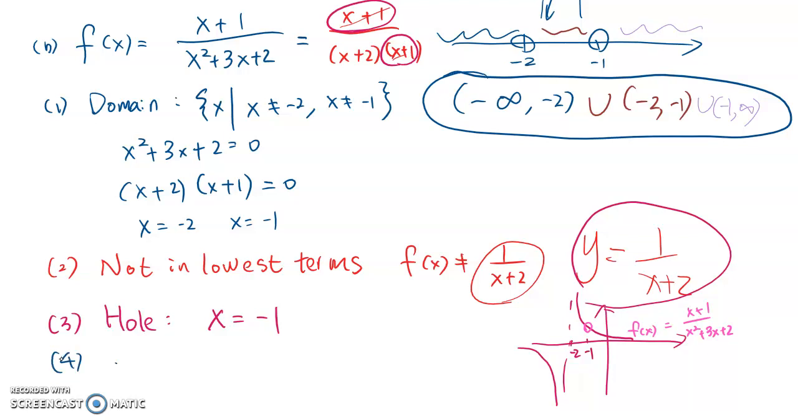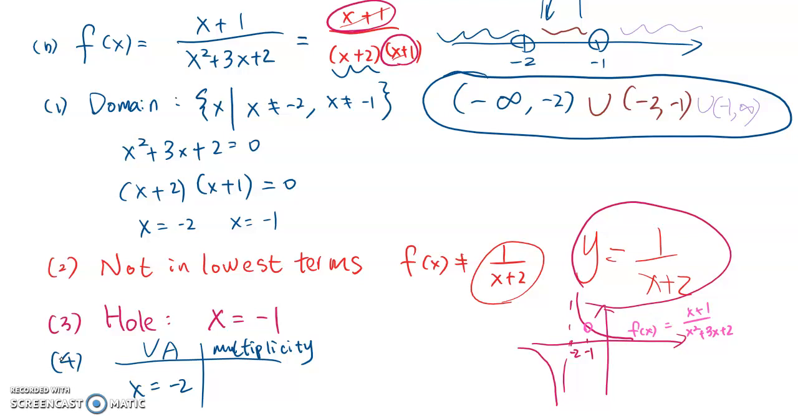Question number 4, what is the vertical asymptote and its multiplicity? We kind of answered the question earlier. The vertical asymptote comes from the denominator after you cancel out the common factor. So the only factor left is x plus 2. So x equals -2 is the only vertical asymptote here. And x plus 1, that factor is being canceled out, so x equals -1 is not a vertical asymptote.